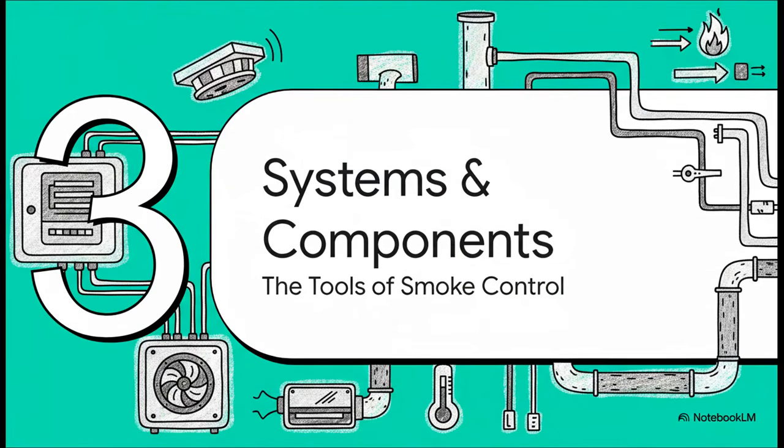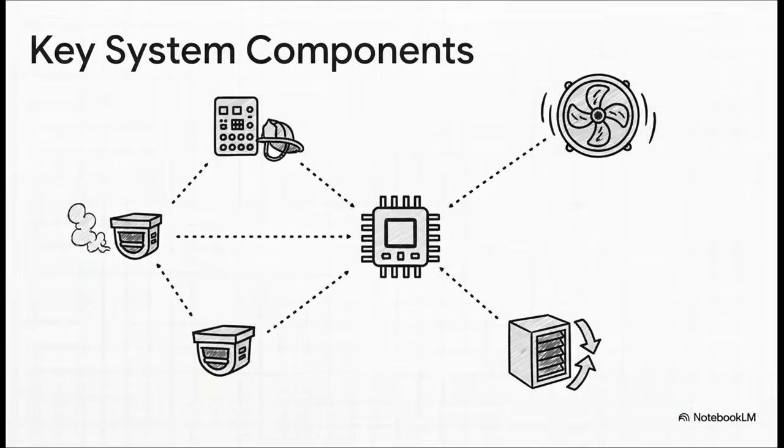So, with those design principles in mind, let's look at the actual hardware. What are the tools we use to put these strategies into action? A smoke control system is really a team of components working together. You've got the muscle, the fans that move huge amounts of air. You've got the traffic cops, the dampers inside the ducts that open and close to direct that airflow. You've got the triggers, like smoke detectors. And then you have the brain, the control system that takes all the inputs and executes the plan, telling everything what to do and when.